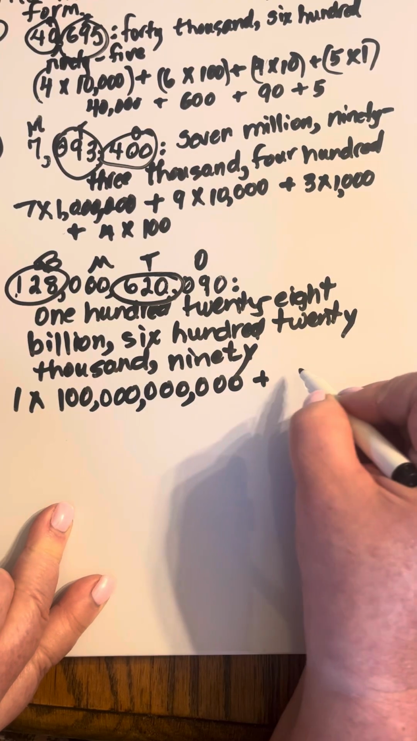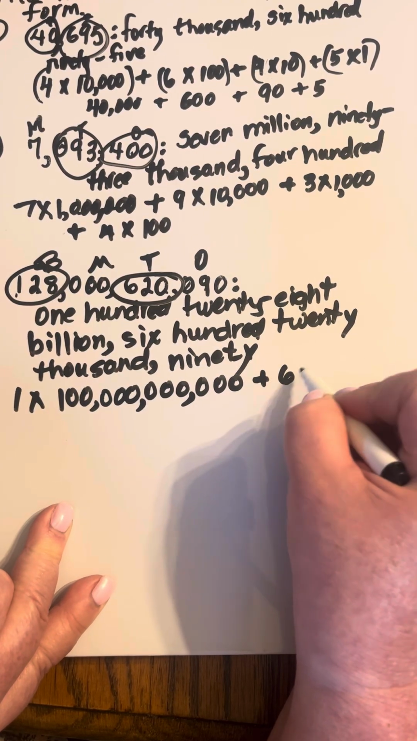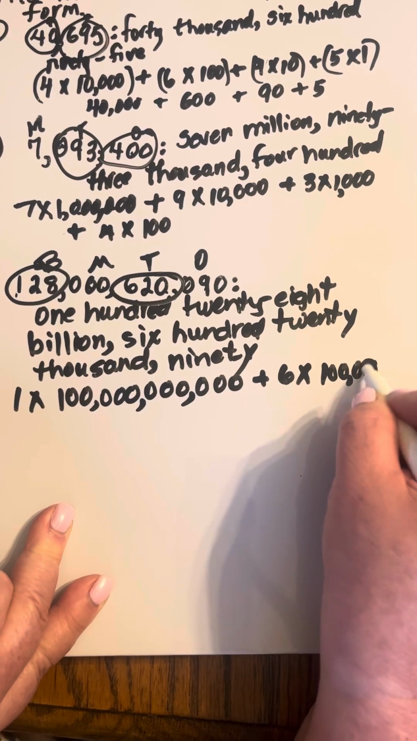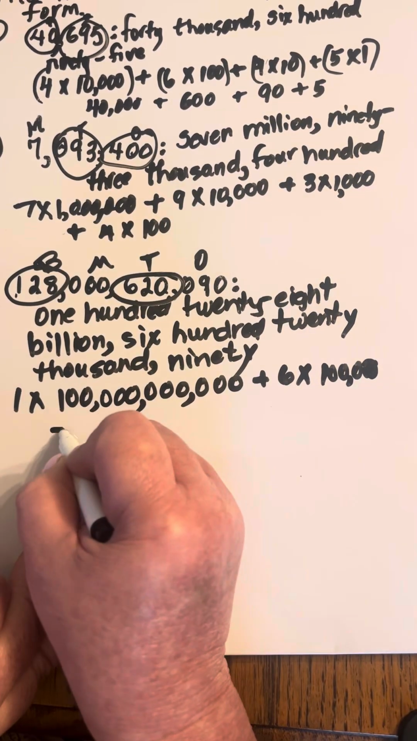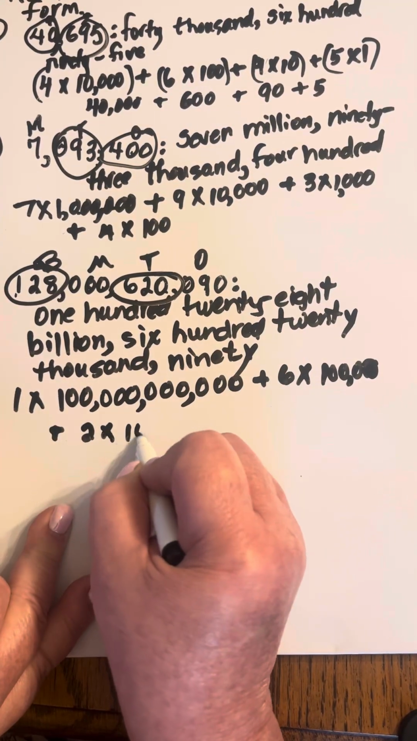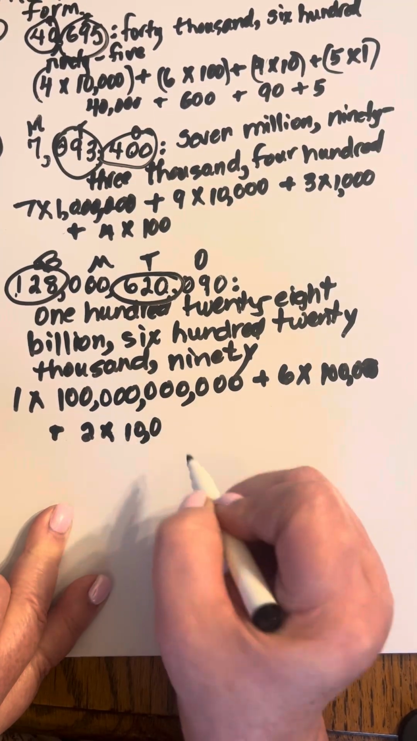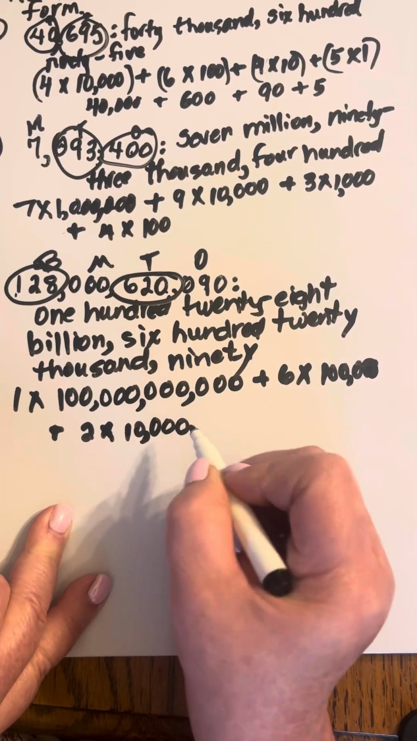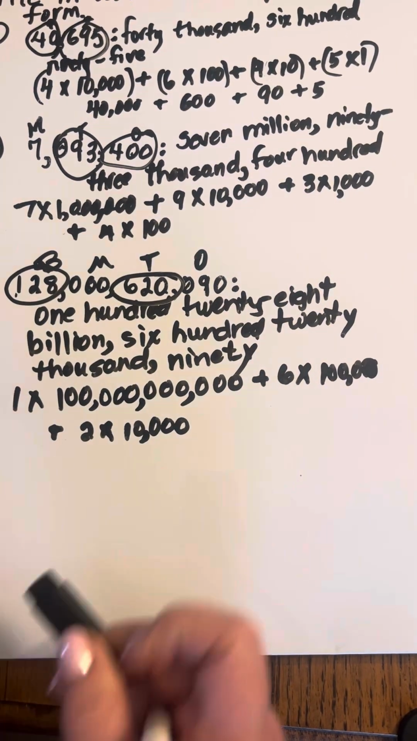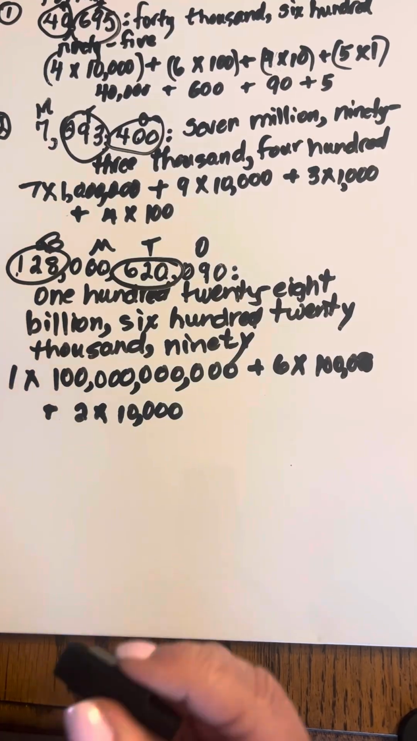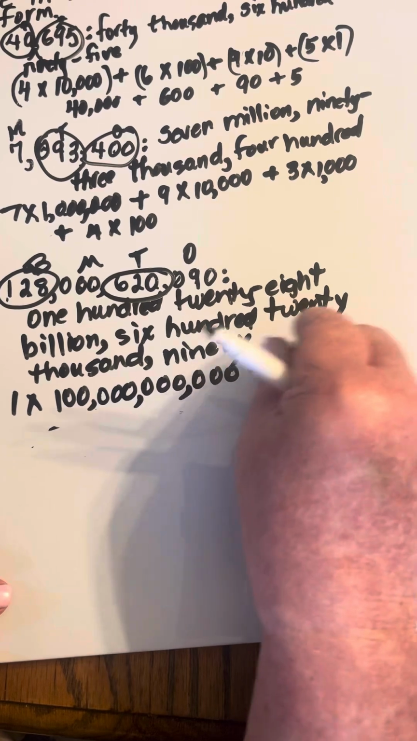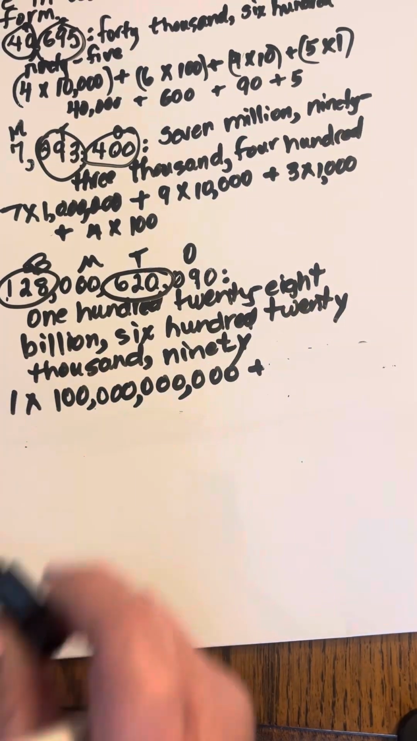There are no millions. Then we've got the 6 in the 100,000s. 6 times 100,000. Plus 20 is in the 10,000s. So 2 times 10,000. Sometimes I get to talking and I want to go back and make sure. I see a mistake, and I'm so sorry. I have skipped over the 20 billion. See, I told y'all I get to talking too much. So let me go back.